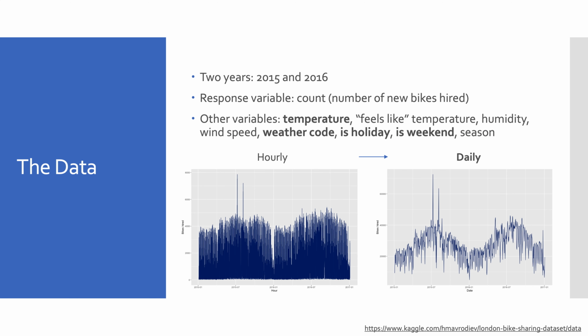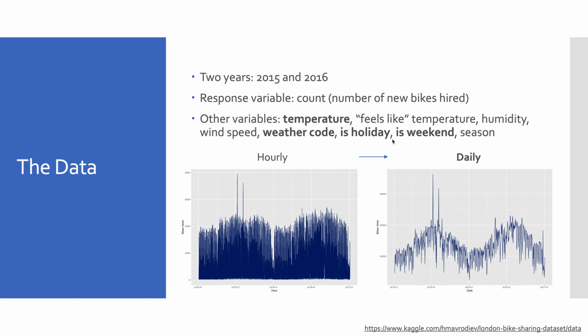The data that we're working with spans 2 years, 2015 and 16. The main variable we're going to look at is count, which is just the number of bikes that were newly rented in a certain time period. There are other variables collected as well, mostly dealing with the weather. So we have temperature, the feels like temperature, the percent humidity, wind speed, and weather code, which is just a scale from 1 to 100 where it ranges from a totally clear day all the way to freezing fog. It also records whether it's a holiday, whether it's a weekend, and what season it's in.